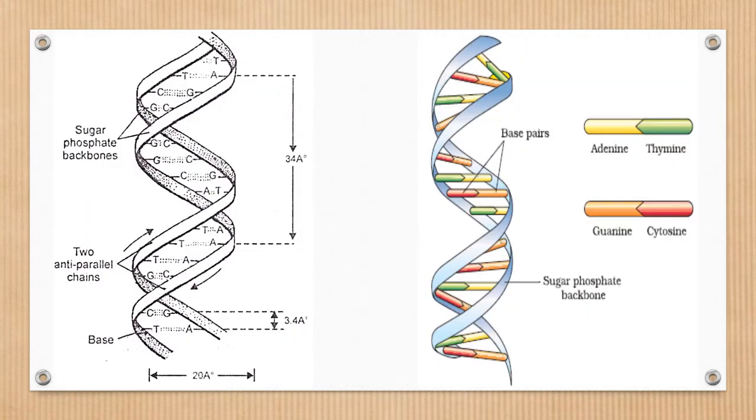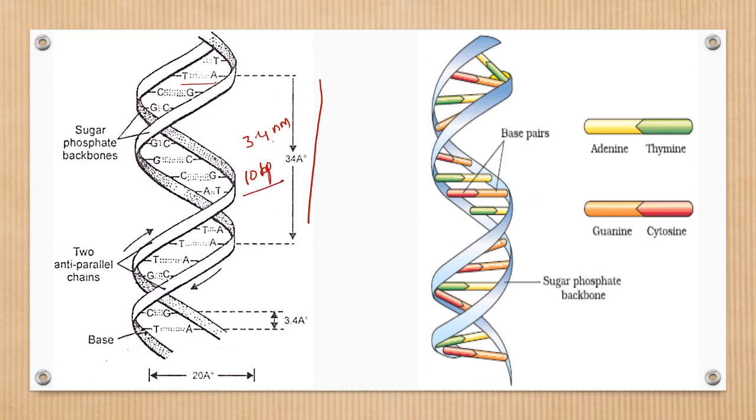So let's see the representation we studied in the previous slide. One complete turn is from here to here. After every 34 angstrom units, or 3.4 nanometers, it will take one complete turn. In that complete turn, each level is one base pair. Like that, a total of 10 base pairs are present in this complete turn of 3.4 nanometers.